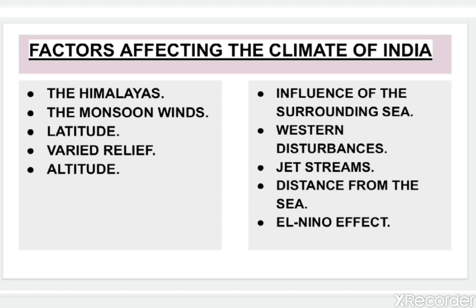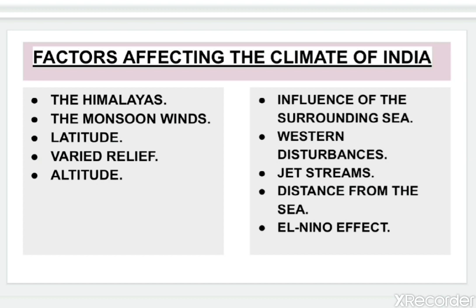A little reminder here: El Nino is a warm ocean current which appears off the coast of Peru, which is in South America, during the month of December, during the winter season. And one more thing: in the video I have mentioned the western disturbance. It is a cyclonic depression which forms during the winter season, not the monsoon season. Okay, that's it.